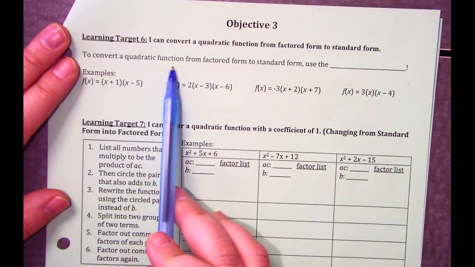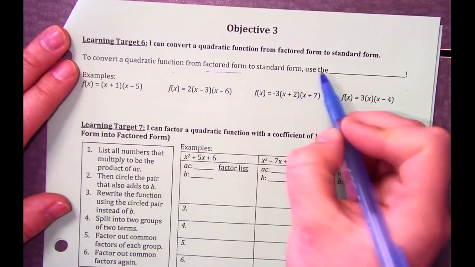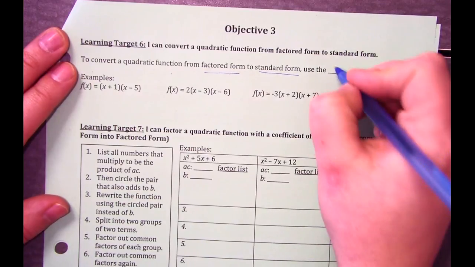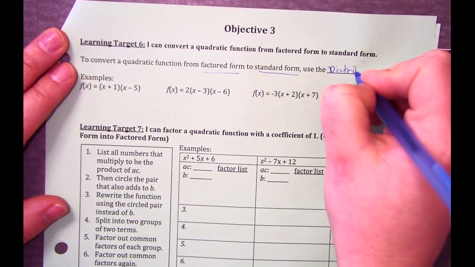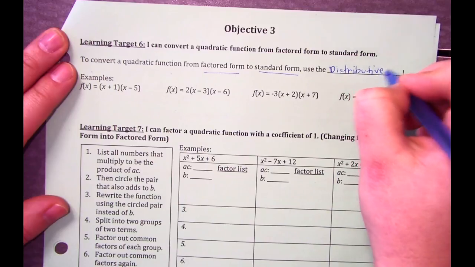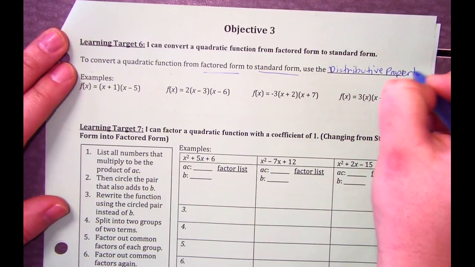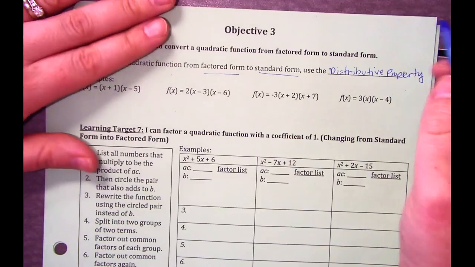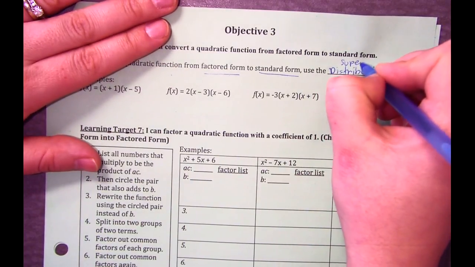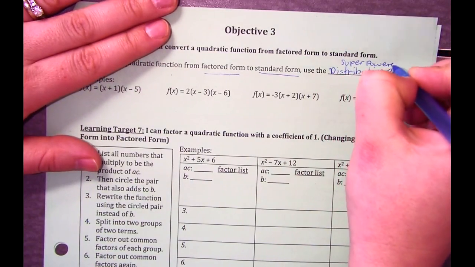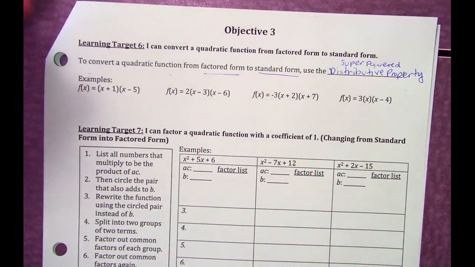So to convert a quadratic function from factored form to standard form, we really just use the distributive property. But I'm going to write above distributive property, superpowered distributive property, because it's not just the normal distributive property that we all know and love, it's a superpowered one. We're not just distributing one term over several terms in parentheses, we're distributing more than one term over several terms in parentheses.